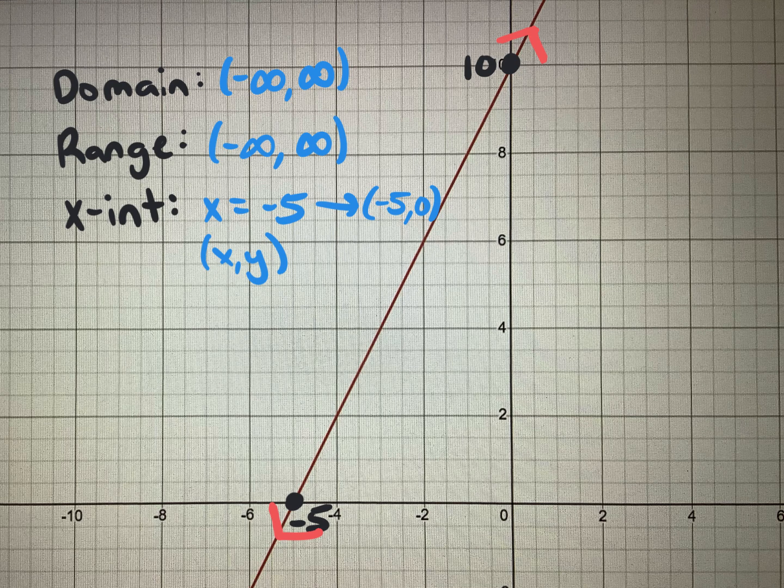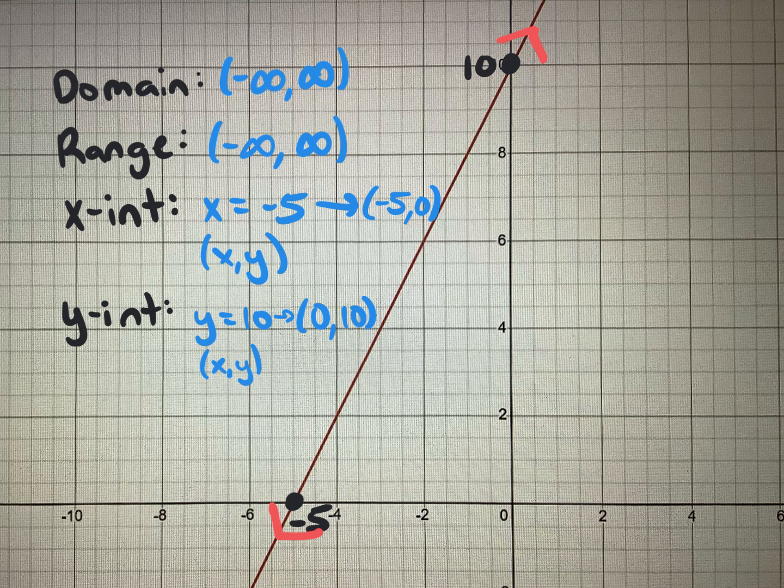What comes after x-intercept? Y-intercept. I already plotted it, but where do we cross the y-axis? 10. So that's y equals 10. How do I write that as an xy coordinate? 0, 10. Good.